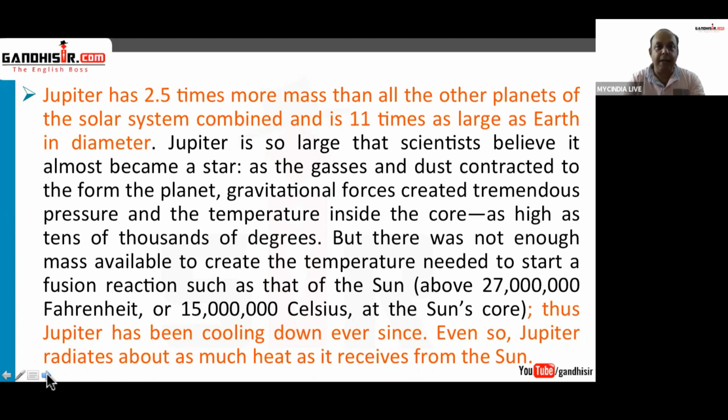Now see, next lines. Jupiter is so large that scientists believe it almost became a star. Now see here, it is talking about the explanation of Jupiter. As the gases and dust contracted to form the planet, gravitational force created tremendous pressure and the temperature inside the core. Now see, if you understand this, it is talking about again the explanation of what? Explanation of Jupiter. So it is very well clear.